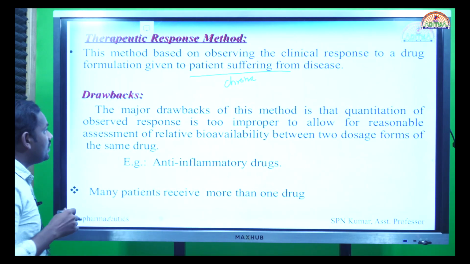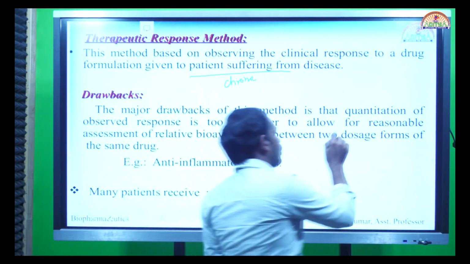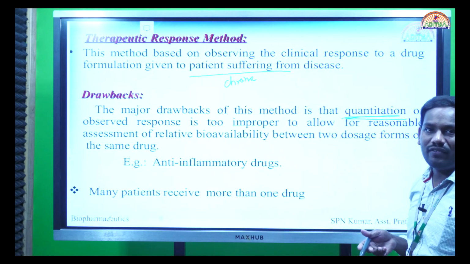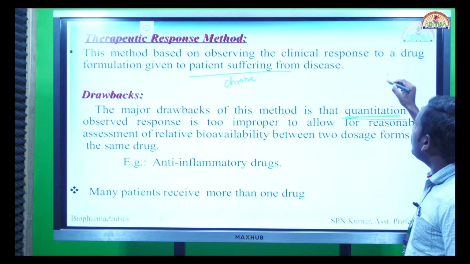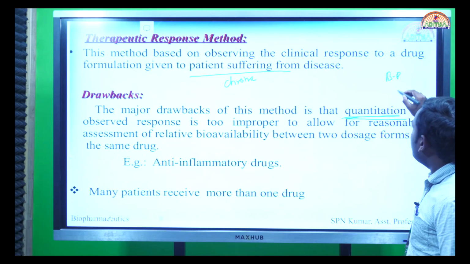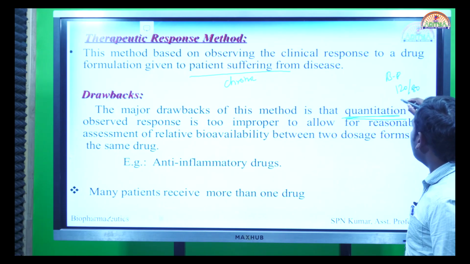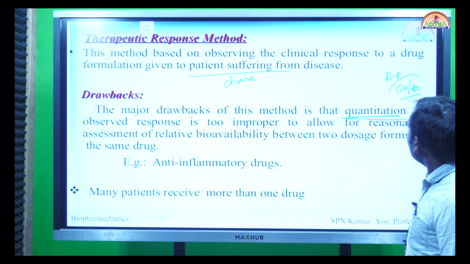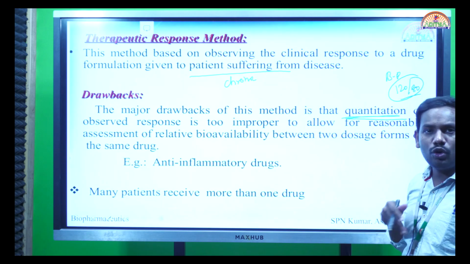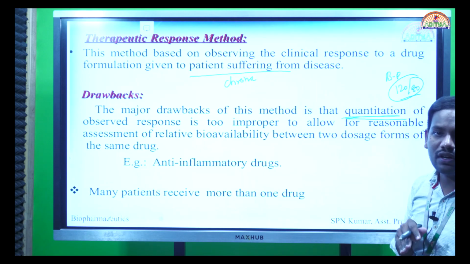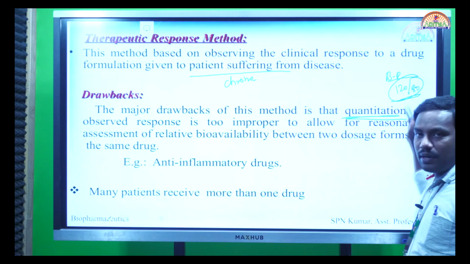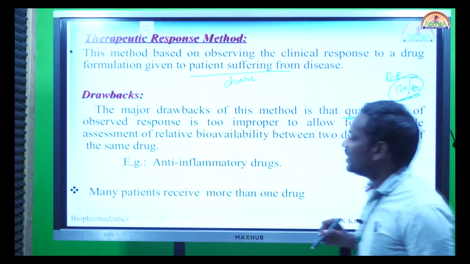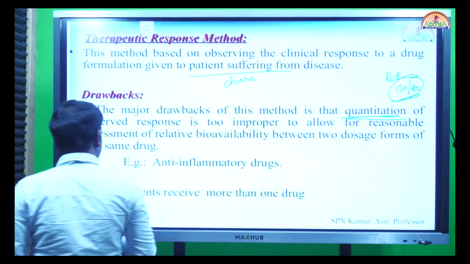The major drawback is quantitation is not applied for all drugs, so some responses cannot be quantified. Say for example BP, we can control the BP only up to a certain level, that is until the blood pressure reaches 120/80. Now if you are even giving higher doses, your blood pressure won't go beyond this 120/80 because our homeostatic mechanisms are going to protect our standard value of blood pressure. So quantification is not possible. That's the main issue with the therapeutic response models.